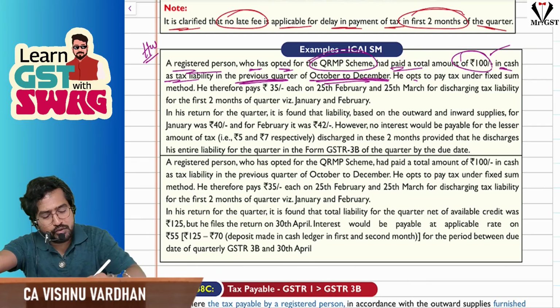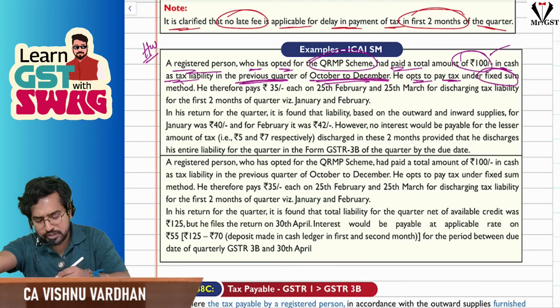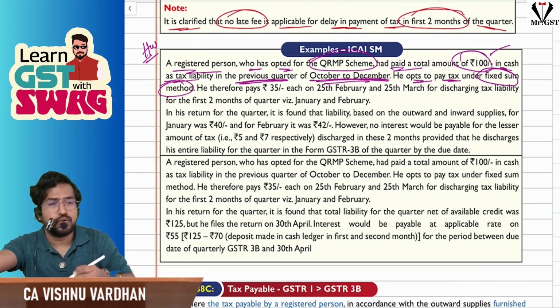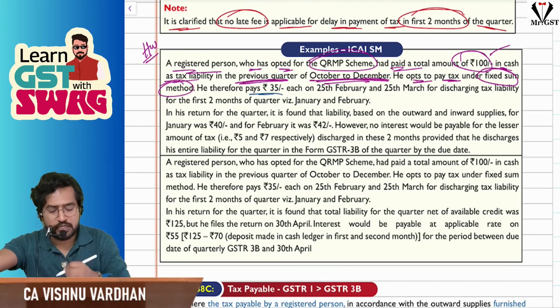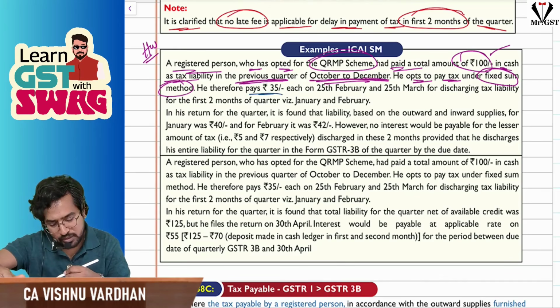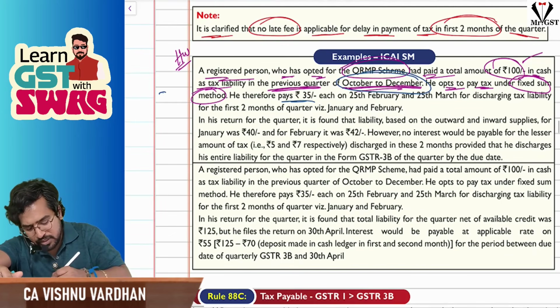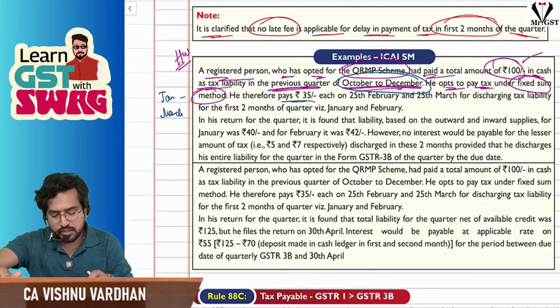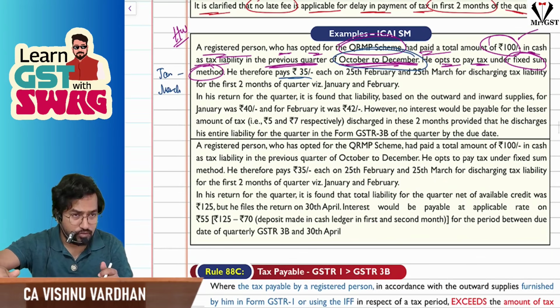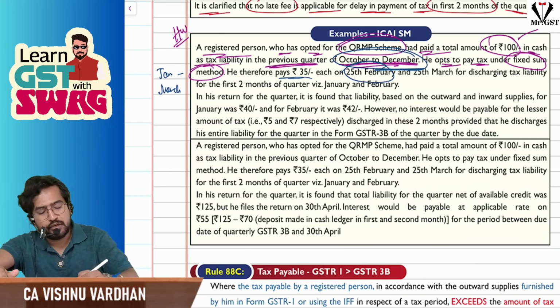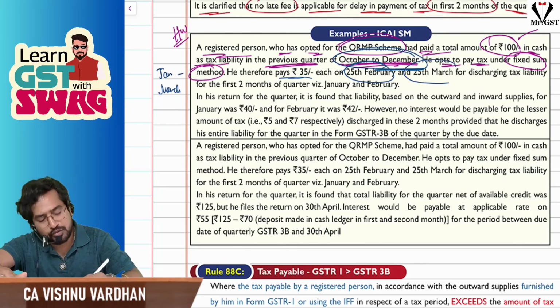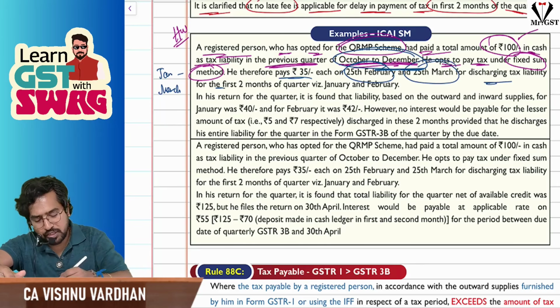Now what you will do? He opts to pay tax under fixed sum method. Therefore, what should he do? October month 35 he will pay. October month liability. So the previous tax period itself is October to December. So what is the relevant tax period here? Jan to March. That means Jan month liability is how much? 35 rupees. When you should pay? 25th Feb. Feb month liability how much? 35 rupees. When you should pay? 25th March. Okay.